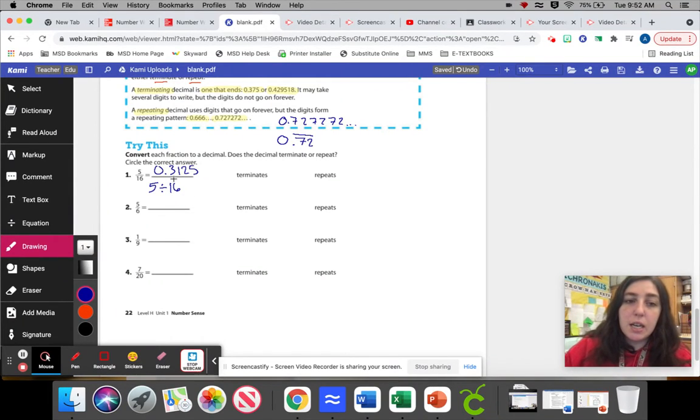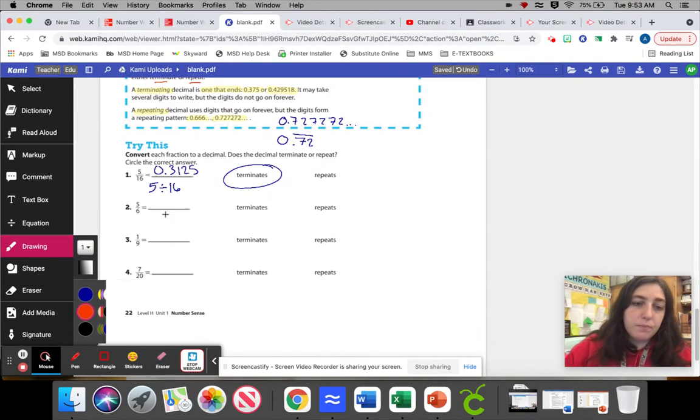Well, I'm going to check to see, do any of the numbers here repeat, or do I see a pattern? No, the answer is no. And in my calculator, it shows me that this number ends. It doesn't keep going on, right? There's not extra numbers here. This is it. So it terminates. It ends. We're going to circle terminating.